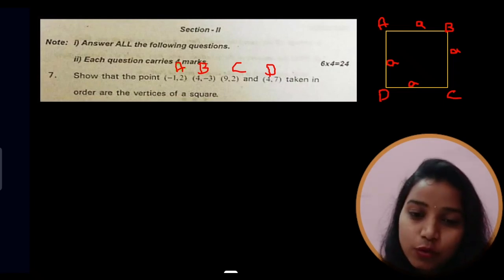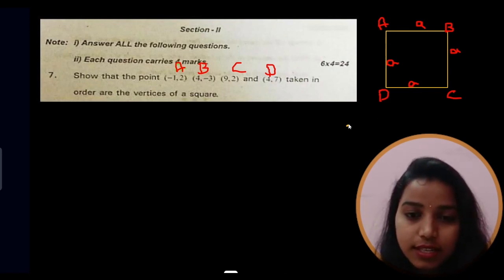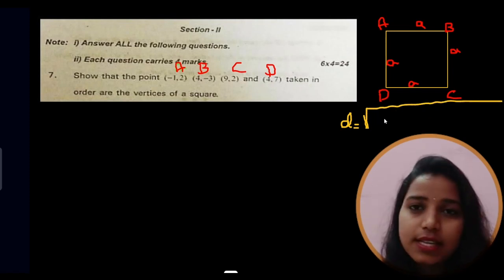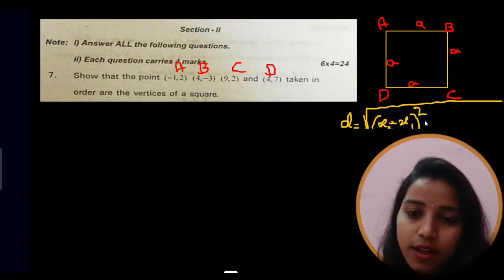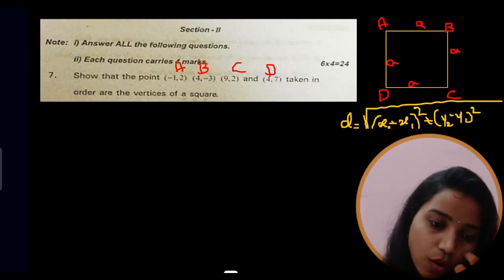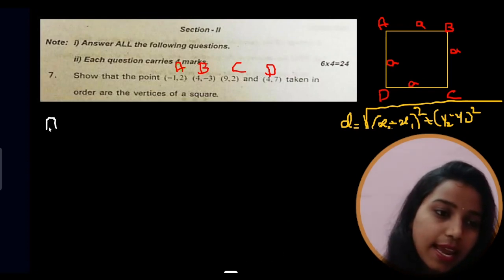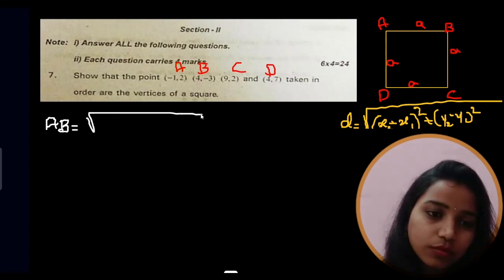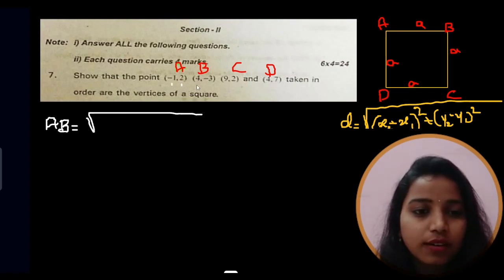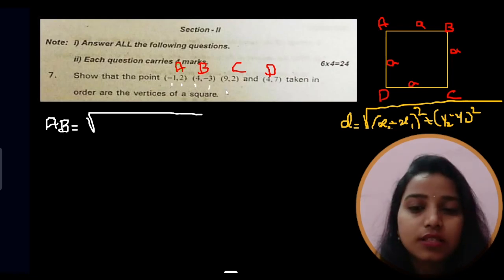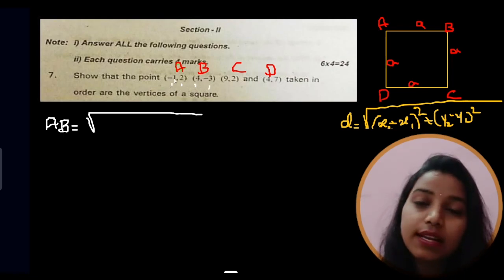For that you need to know the distance formula: d equals the square root of (x2 minus x1) whole square plus (y2 minus y1) whole square. Whatever points you have, A, B or B, C or C, D, you need to substitute all the values in this formula only. First I'm taking the points A and B, so x1, y1, x2, y2. First x2 minus x1, so 4 minus of minus 1.